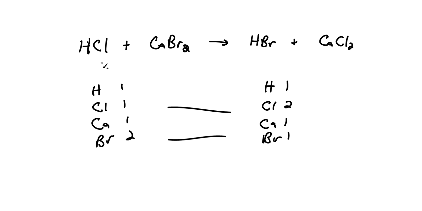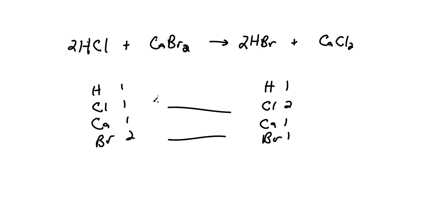So let's start with what we've got here. We've got one hydrogen. We have one chlorine here, and we've got two chlorines. So that means we're going to need at least two chlorines, so we're going to put a 2 in front of that, which now gives us two hydrogens. Now let's go to our calcium. We've got one calcium, one calcium. Cool. We've got two bromines. Now with this 2, we've got two bromines.